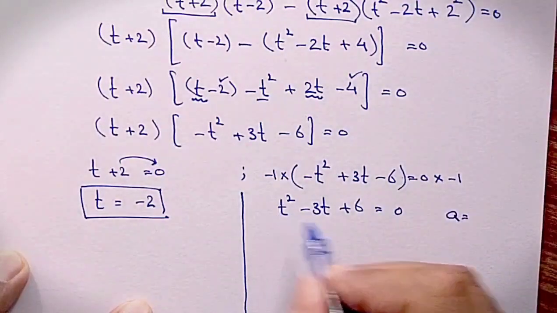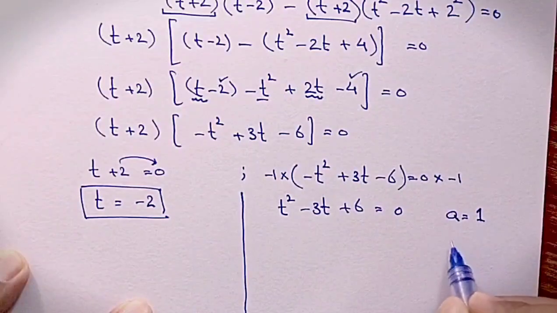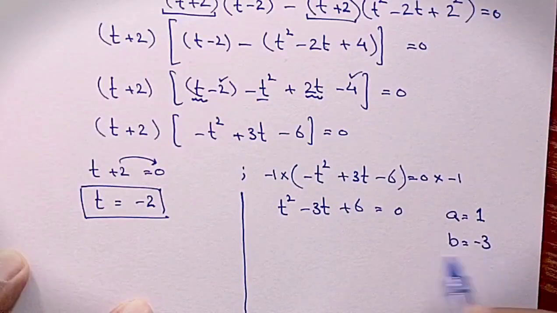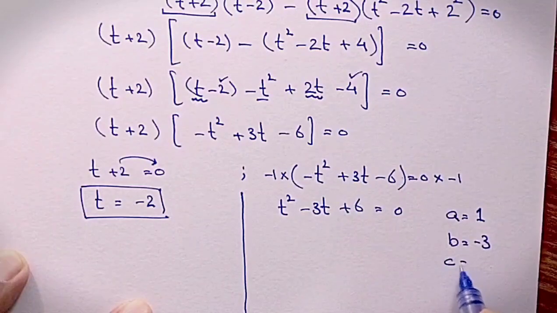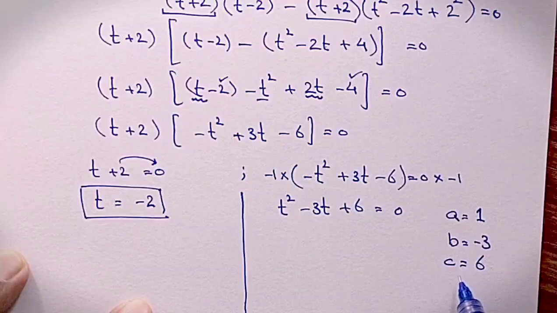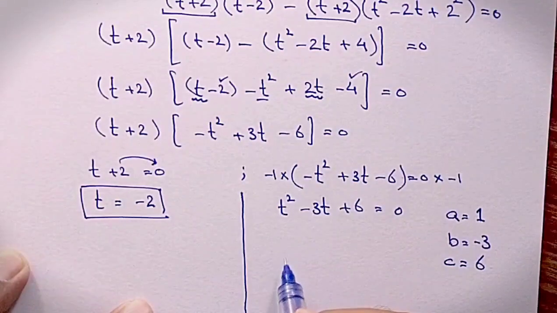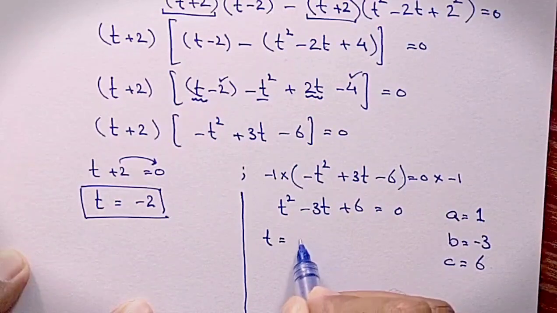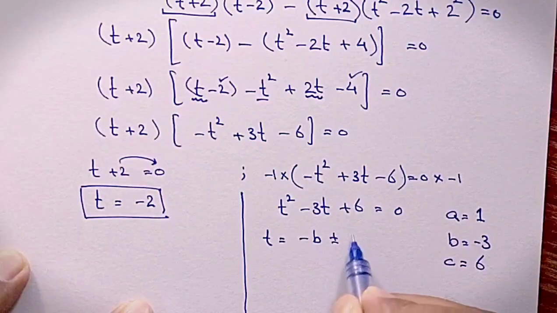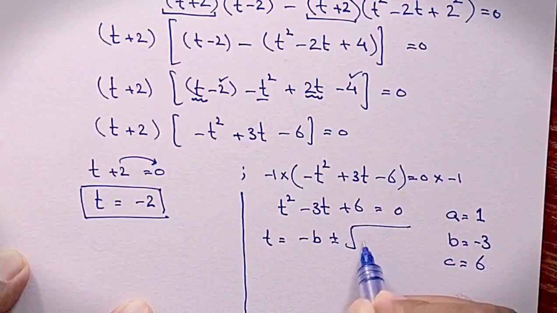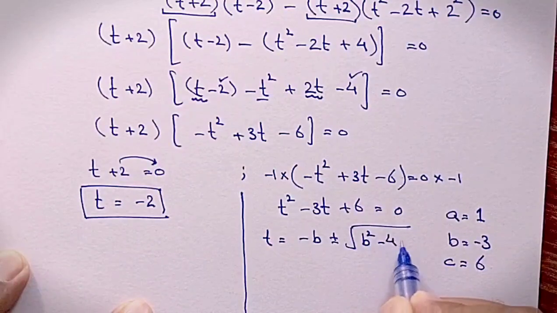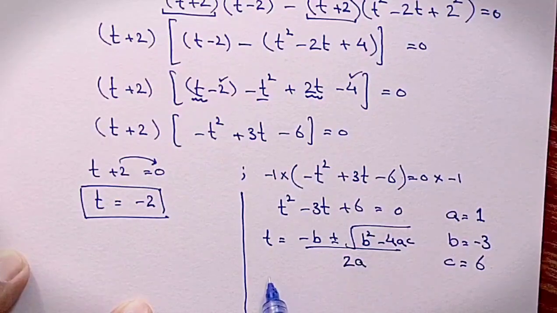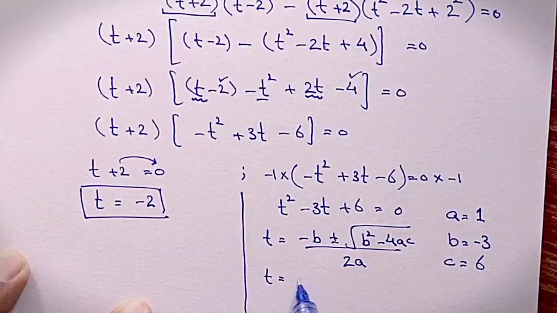From here, a equals 1, the coefficient of t squared, which is 1, and b equals -3, the coefficient of t, which is -3, and c equals 6, the constant, which is 6. Now to find the values of t from the quadratic formula, t equals minus b plus minus square root of b squared minus 4ac over 2a.